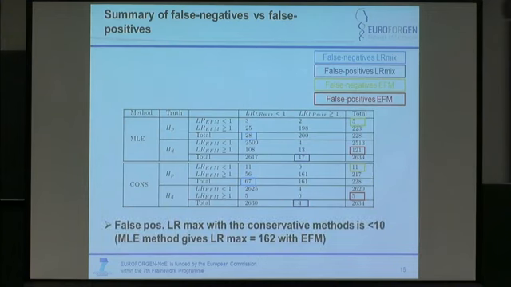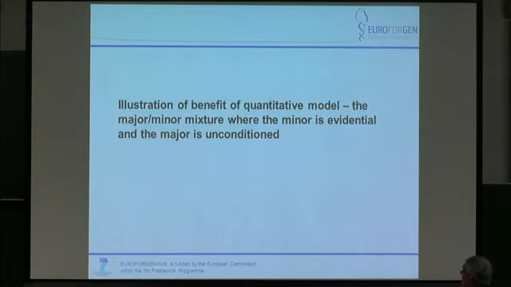But having said that, the actual size of the likelihood ratios are actually quite small. The largest was 162 with EFM, so they tend to be less than 200. False positives with both methods, using the conservative methods, gives you a likelihood ratio less than 10.